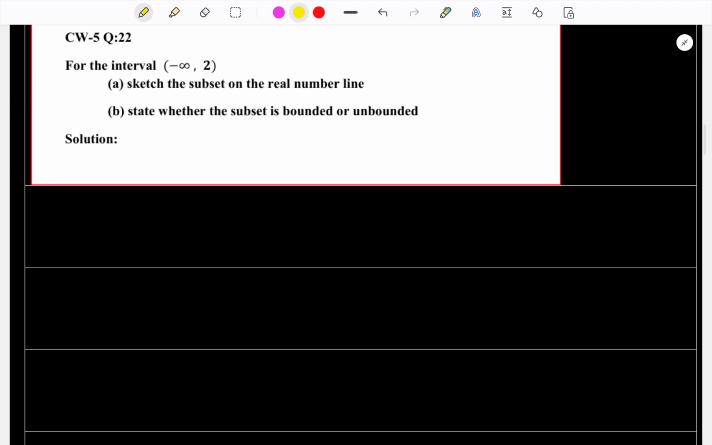For the interval minus infinity comma 2. The interval given is what? Minus infinity comma 2. Keep in your mind, you cannot close infinity. Infinity is very far away. We don't know where infinity is. Just keep this word in your mind. Sketch the subset, okay, and check whether it is bounded or unbounded. Okay, let's go to the solution, right?